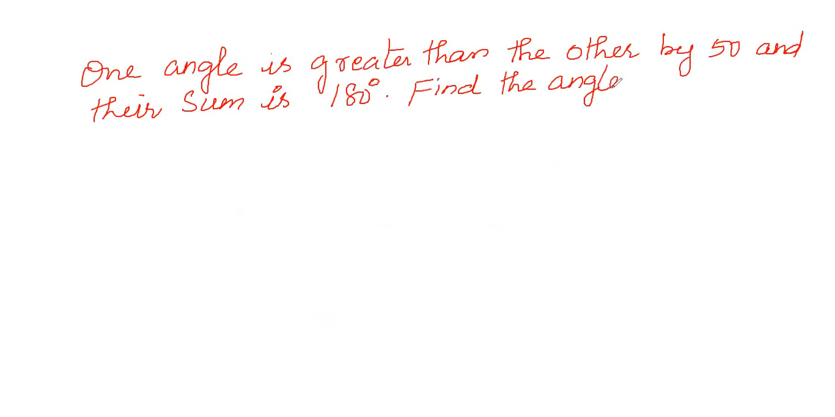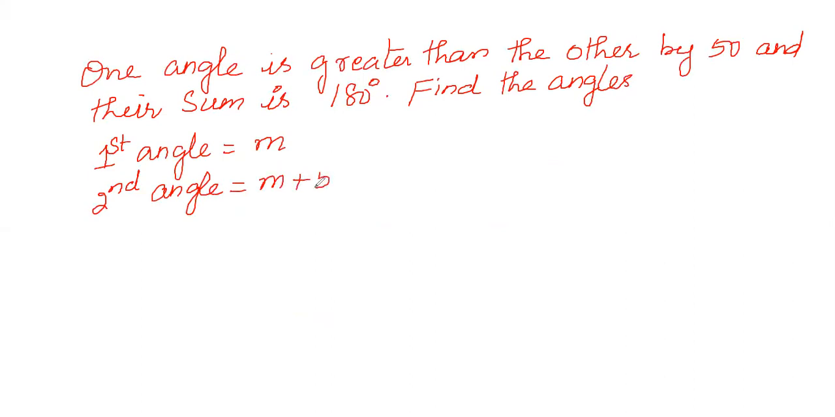Read the question. One angle is greater than the other by 50. We don't know what the angles are, right? So let the first angle be m, any variable m. So what is the second angle? The second angle is more than the first by 50, right? So m plus 50. Now their sum is 180, as given. So m plus m plus 50 is equal to 180.